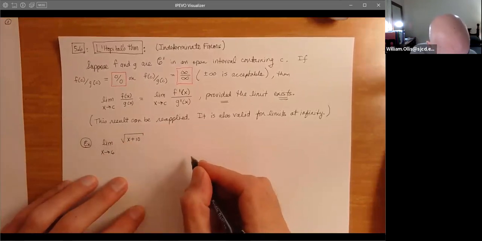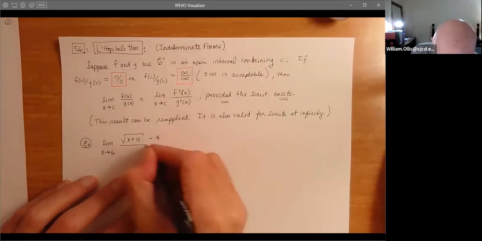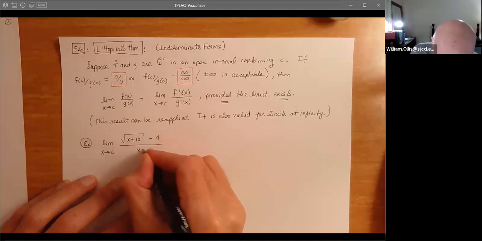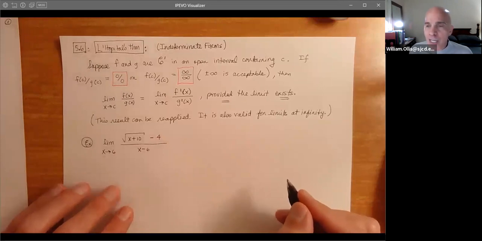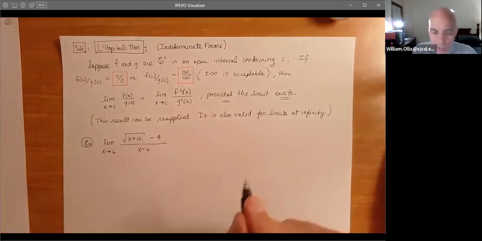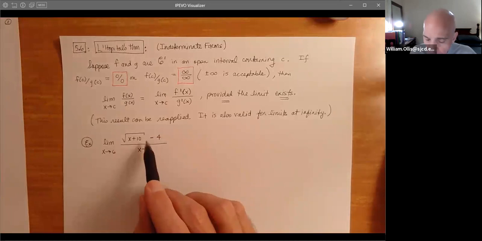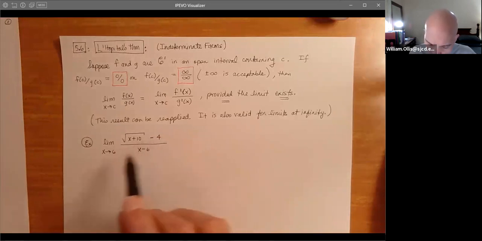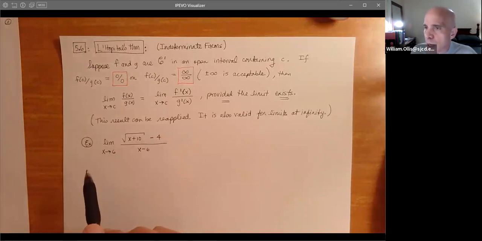We have the limit as x approaches 6 of the square root of x plus 10 minus 4 divided by x minus 6. Now, lots of times in textbooks, they'll say, well, use your calculus one techniques. That is, if you looked at this, you might be thinking, well, I could apply a conjugate technique. Because now if you just say, okay, what do we learn in calculus one? If the function is continuous at 6, we just substitute, we're done.